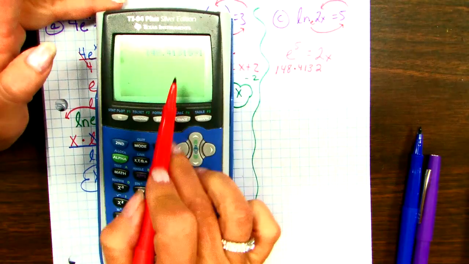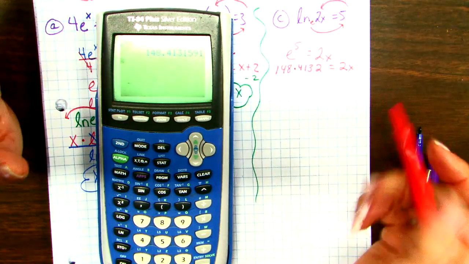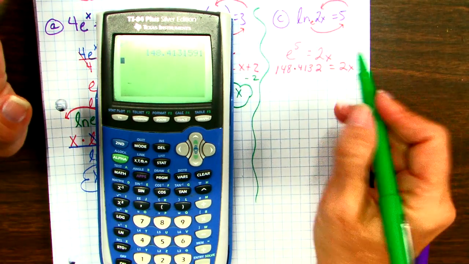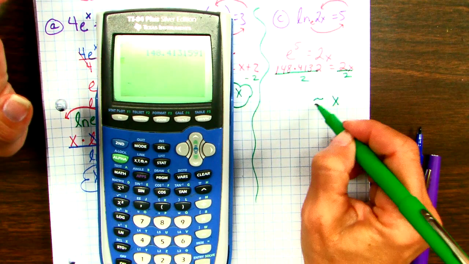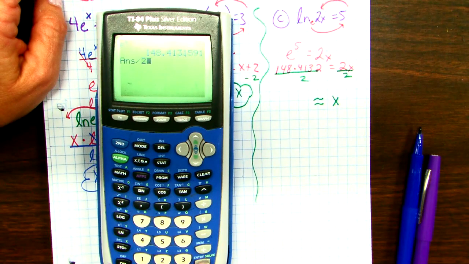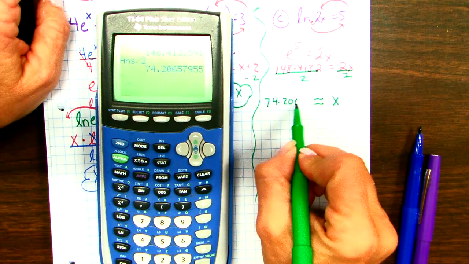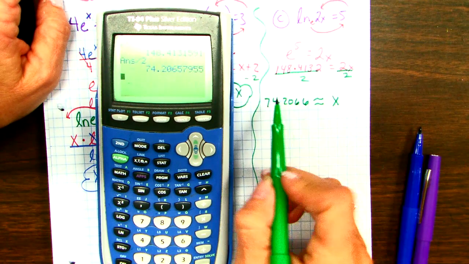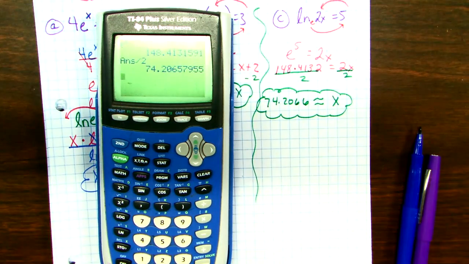That gets me 148.4132, right? A 5 tells the 1 to go up to a 2. But we're not done because we still have to divide by 2. We'll actually do our final rounding in the end right here. Divide by 2. Okay, so basically 2 types of problems. Rounding matters.